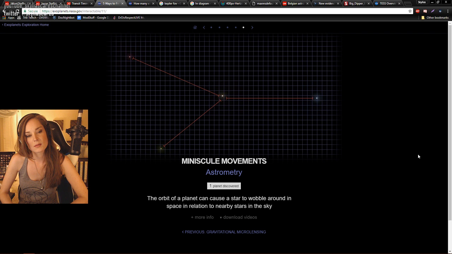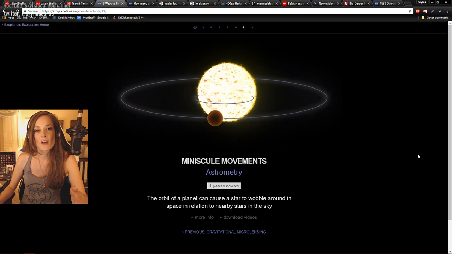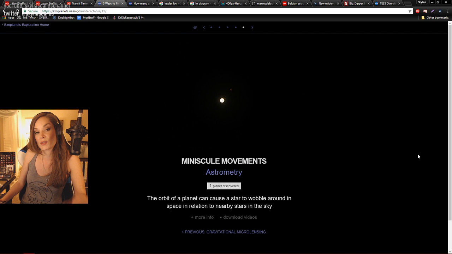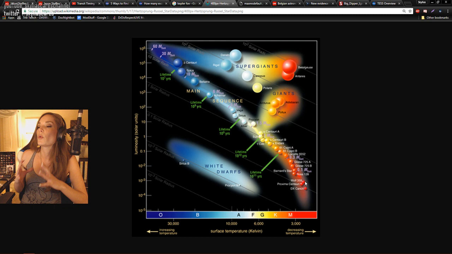M dwarf stars, a red dwarf star, make up, we're estimating, about 75% of the stars in the universe. So you can't see them because they're so dim. Again, on the HR diagram that we were looking at over here, they're going to be these ones down here at the bottom right. They're just not luminous stars, and that corresponds here to the y-axis. This is brightness, luminosity.